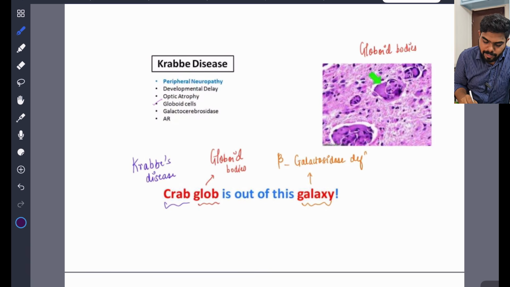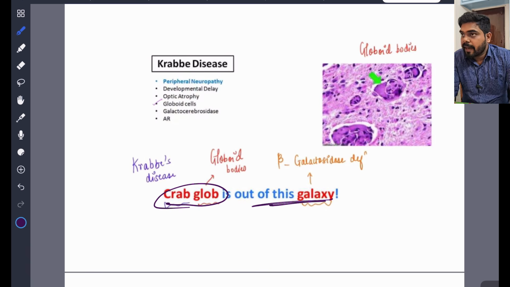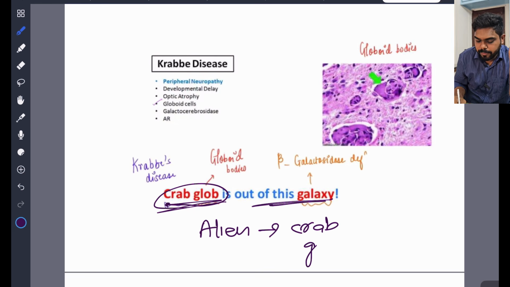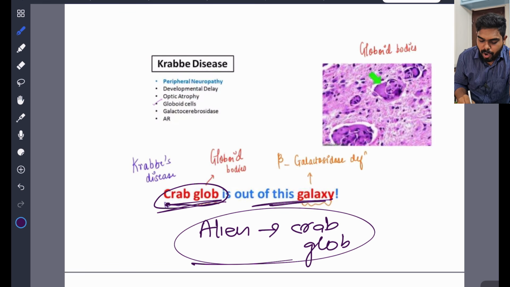Crab globe. Crab globe is out of this galaxy. Outside the galaxy there is a globe, the crab globe, where crabs are living like humans. The crabs are managing that globe. They are like aliens. These crabs are in that globe. Crab globe, out of this galaxy.